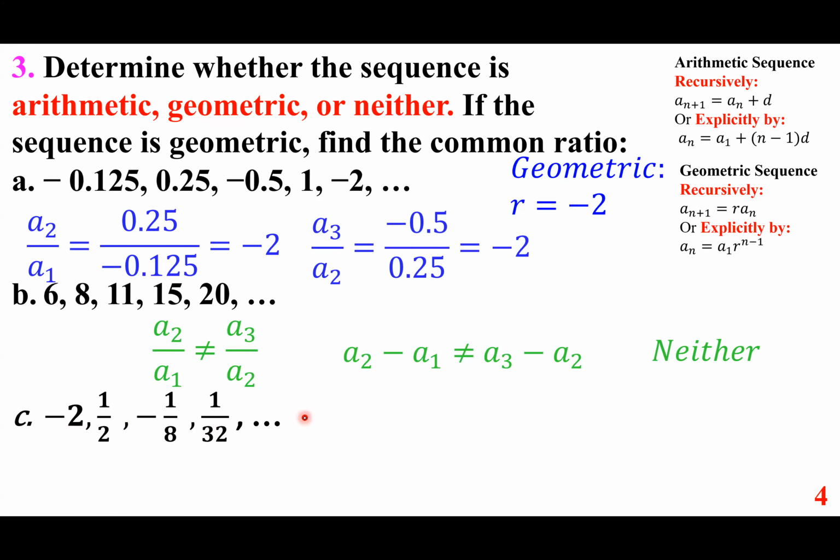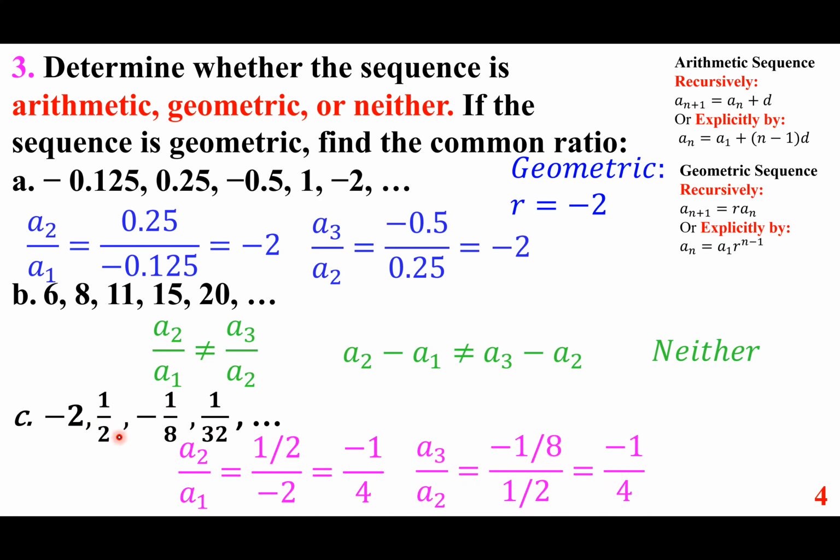This one, we probably recognize there is a relationship between the ratios, if you will. If we divide the second by the first one, a sub 2 divided by a sub 1, 1/2 over -2 becomes -1/4. If we divide a sub 3 over a sub 2, that gives us -1/8 over 1/2, which is also -1/4. So we have a common ratio of -1/4, which makes it a geometric sequence.